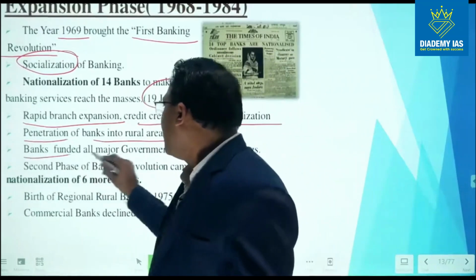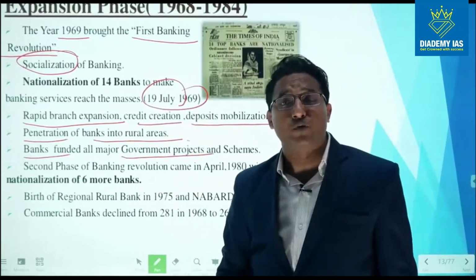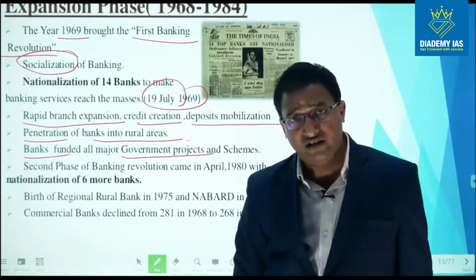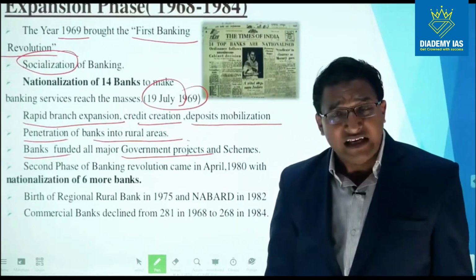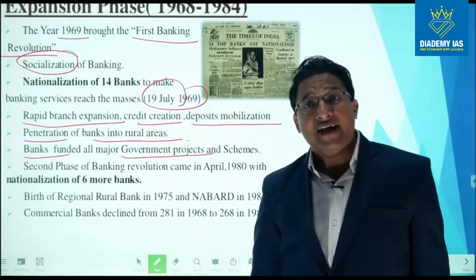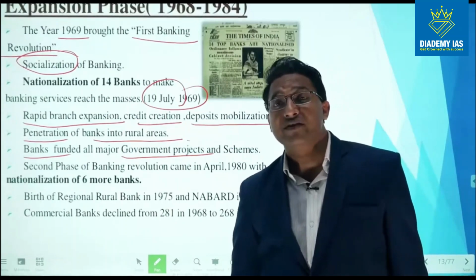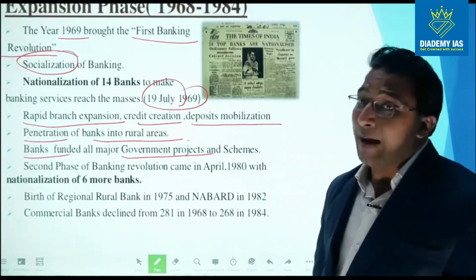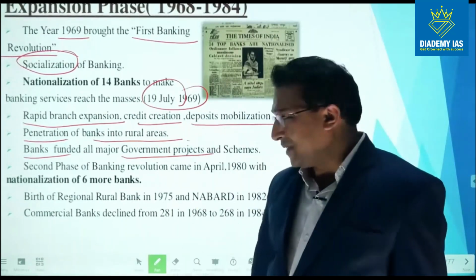Banks funded all the major government projects. So the government was carrying out many projects in the infrastructure sector, the power projects, multi-purpose dams, then the direct attack on poverty, the Garibi Hatao scheme, which was also focusing upon a lot of spending from the side of government. So all this was funded by the banks.